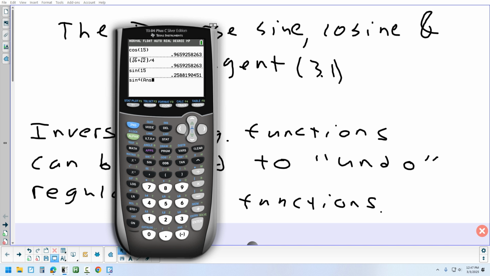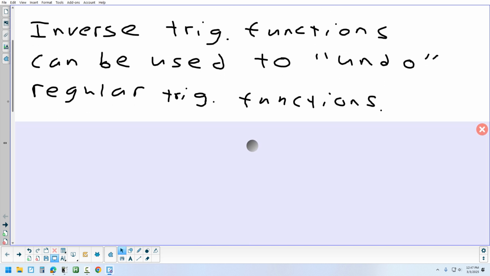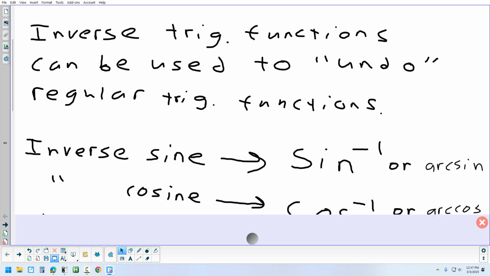If I plug in sine of 15, I get that. Now if I do the inverse sine of that, what number do you think I'm going to get back? Yeah, I get 15 back. So when you do sine and then inverse sine, it undoes what you just did. They cancel each other out. So that's inverse trig. It's used to undo what you do with a regular trig function.